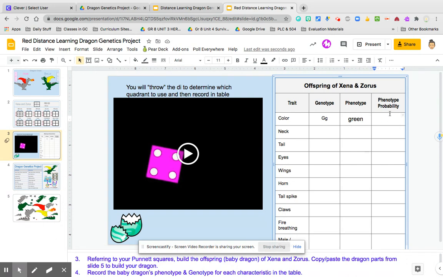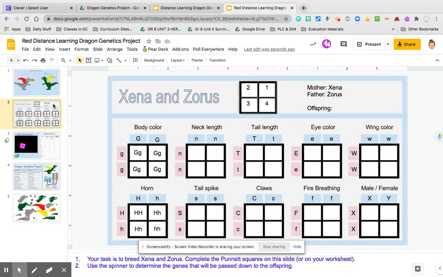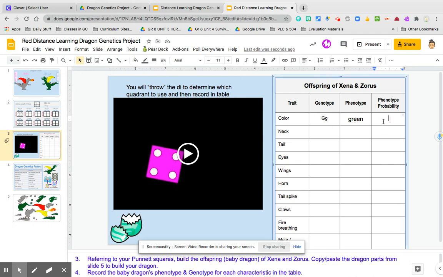Phenotype probability: what's the probability of an offspring being green? We're going to scoot back here. There are 4 possibilities for offspring: 1, 2, 3, 4. They're all green. So 4 out of 4 is 100%. There's a 100% probability that the baby is going to be green.